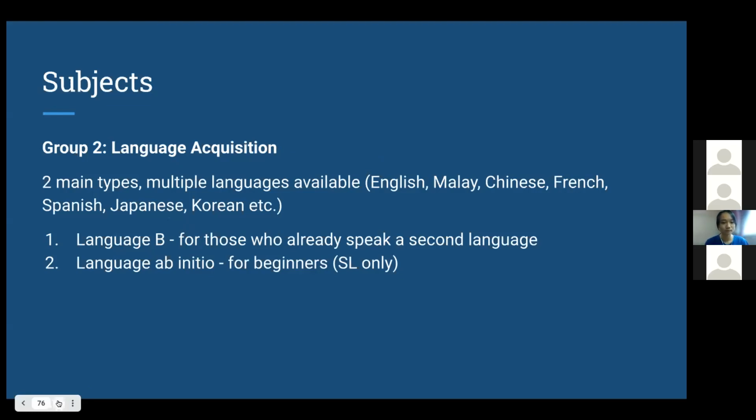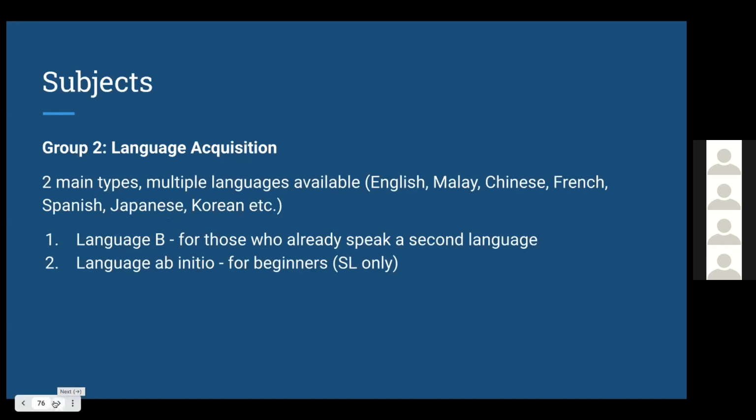You can take up either English, Malay, Chinese, French, Spanish, Japanese, Korean, etc., as well. So the first one here is language B. So this is for people who already speak a second language. So say you want to do Malay with English, right? Or you can have English A, Malay B, or the other way around, Malay A and English B.